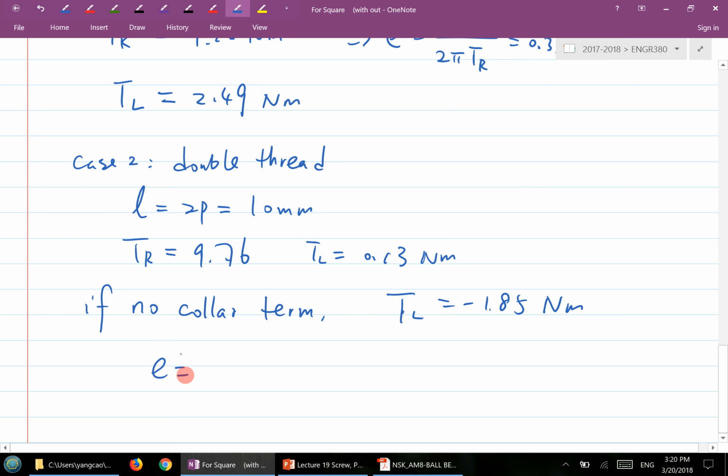This time you can calculate the power screw efficiency, which is 0.49. And this is pretty obvious: for a double thread, you have a higher efficiency, but it increases the chance of non-self-locking, basically.